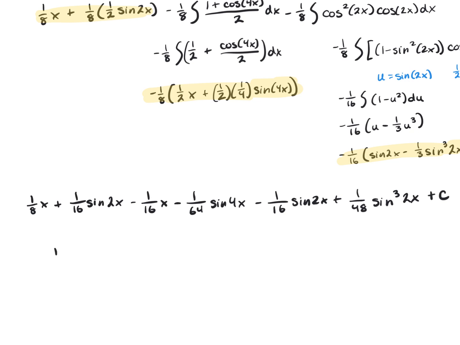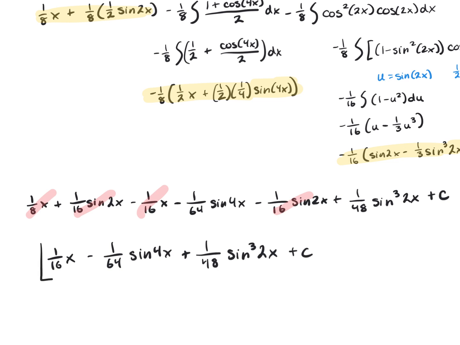So I do have 1/16 x, and that takes care of these guys. You'll notice here that these two terms will cancel out. And then all I have left is minus 1/64 sine of 4x plus 1/48 sine cubed of 2x and plus c. And then I am finally done.